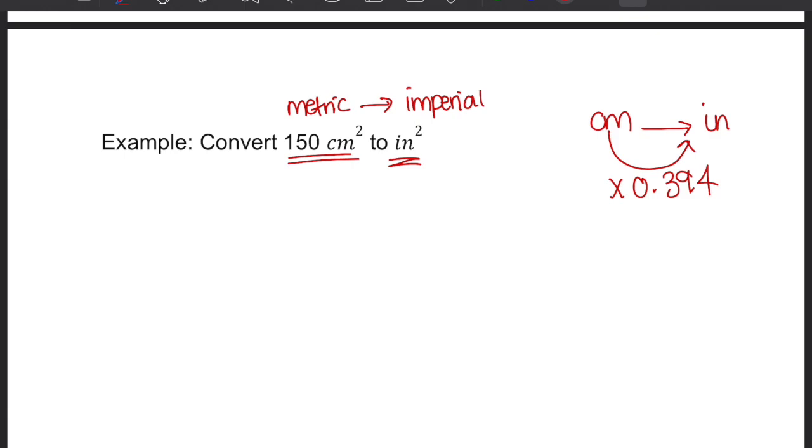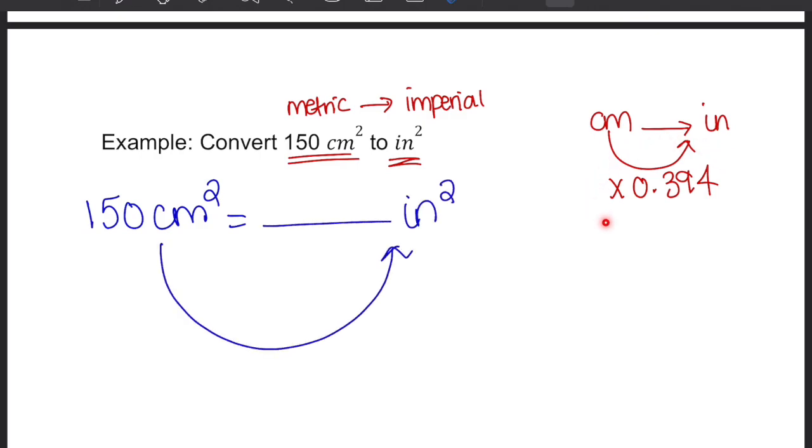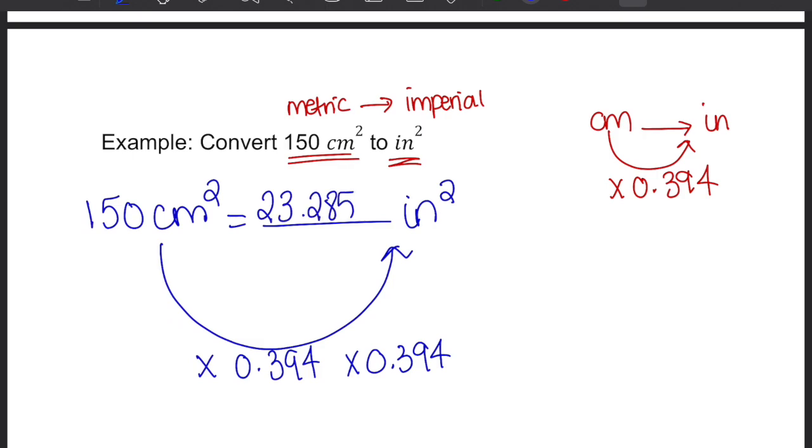Now let me go back to my problem here. I have 150 centimeters squared equals how many inches squared? To go from centimeters to inches, we have it right here. We multiply by 0.394. But this is area, so we multiply twice. All right, now using our calculators, 150 times 0.394, enter, times 0.394. You can do it all in one go as well. So 23.2854. And that is our answer.